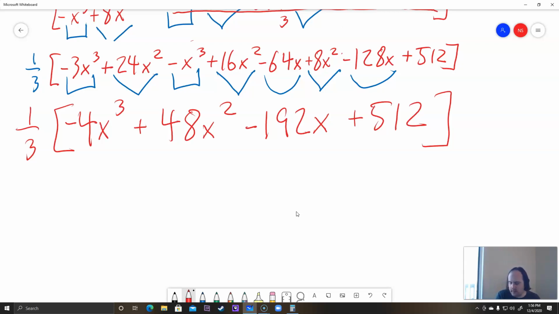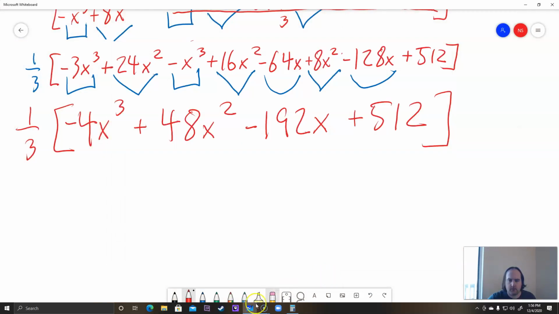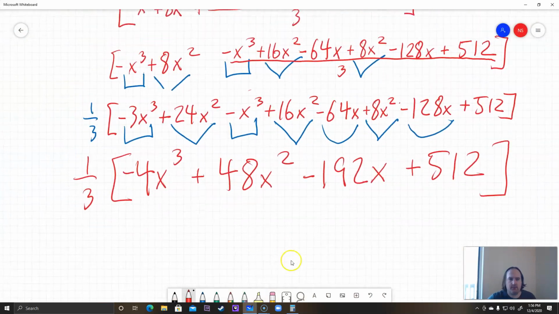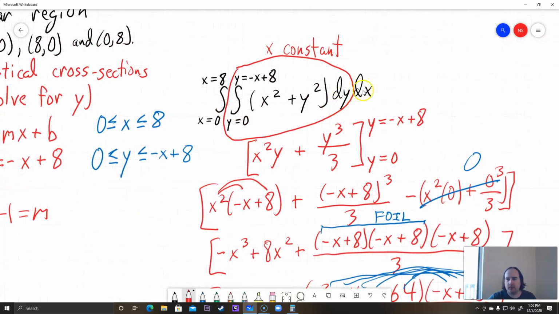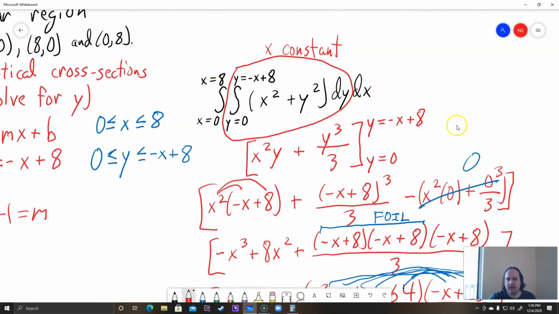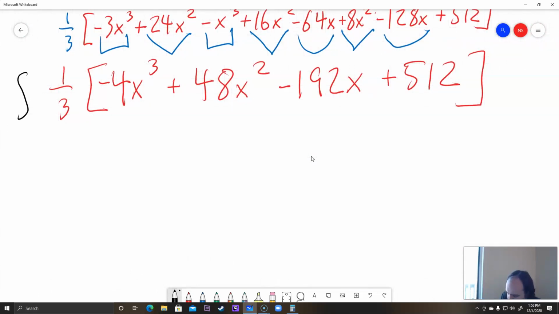Okay, so we should be good now. That was a lot of extra work, unfortunately, but we're doing okay here. Don't forget we still have the outer integral to do. The outer integral was dx, so the integral from x equals 0 to x equals 8, dx is still our outer integral, and we still have to do that.